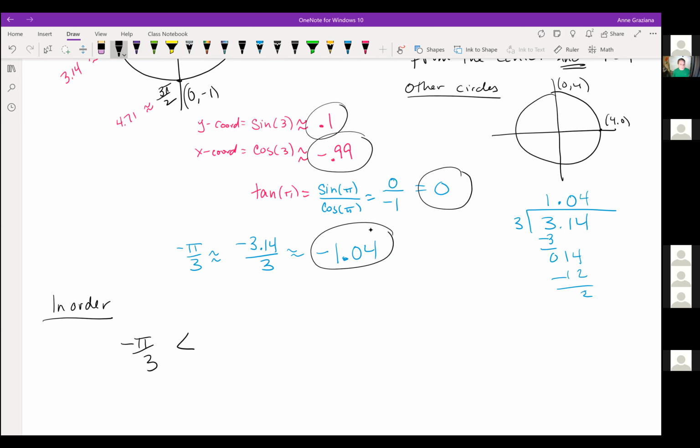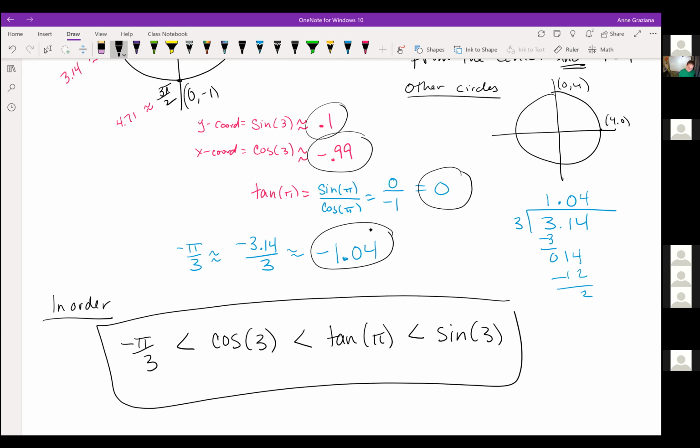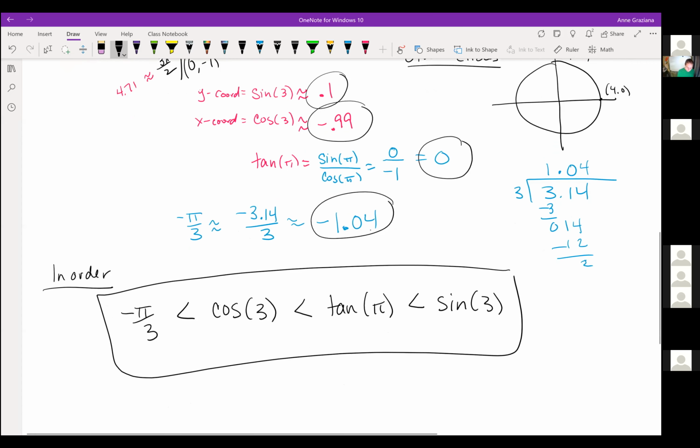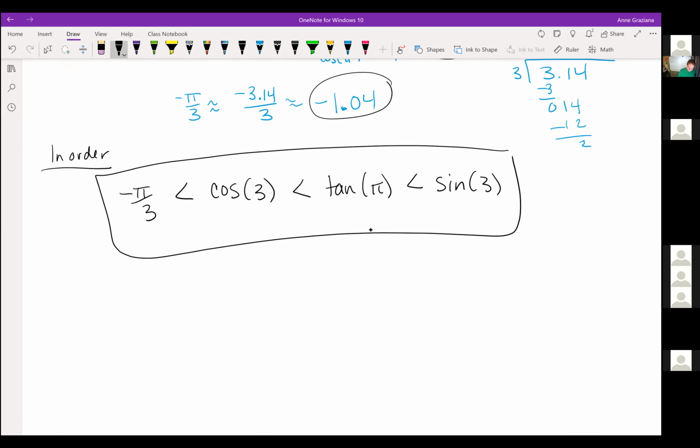All right, what's next? 0 or the negative 0.99. Yep, so it's cosine of 3. Then 0, tangent of pi. And then the largest one is sine of 3. Okay. Questions? So you are going to approximate or find these exact numbers and then put them in order.